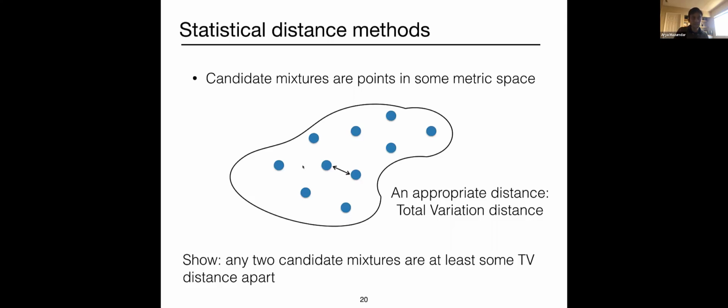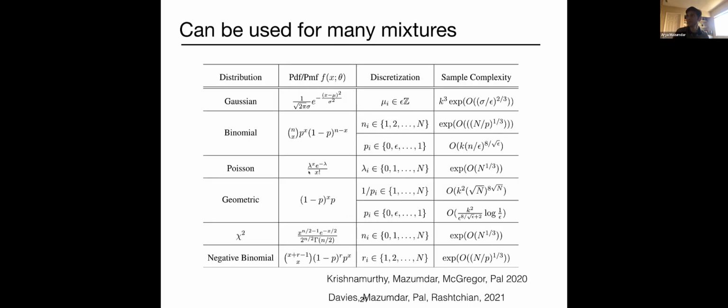So candidate mixtures are points in some metric space. You define an appropriate distance and show that any two candidate mixtures are at least some total variation distance apart. We studied this quite a bit, and we were able to show that for a very large family of mixtures, this statistical distance method works and gives results that were missing earlier in the literature, because these mixtures were not even studied.